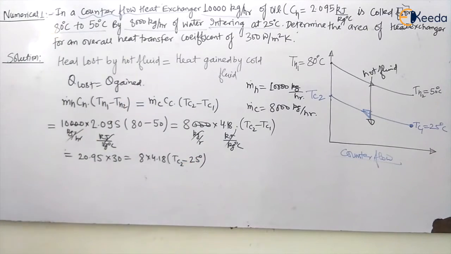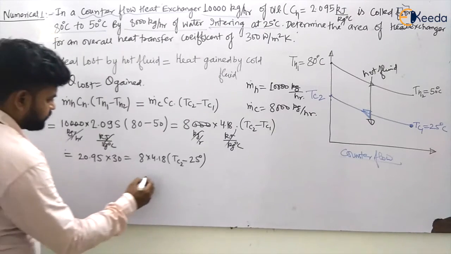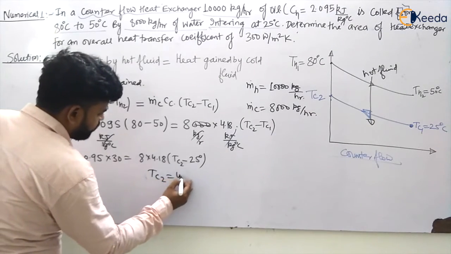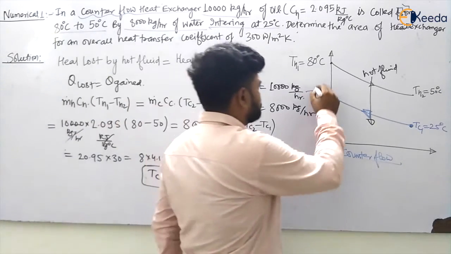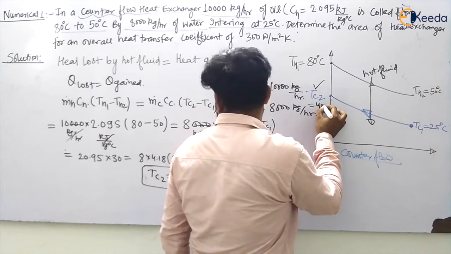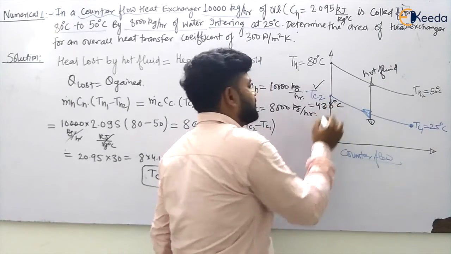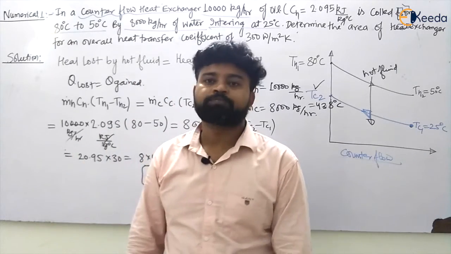Let us calculate the Tc2 first. So what will be your Tc2? That will be 20.95 into 30 divided by 8 into 4.18, my dear students, and this will be 18.79. So plus 25, your temperature will become 43.8. So Tc2 will come equal to 43.8 degrees Celsius, my dear students. So now we know the Tc2, and Tc2 is equal to 43.8 degree Celsius.